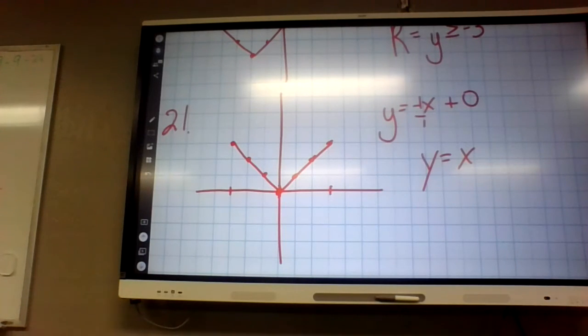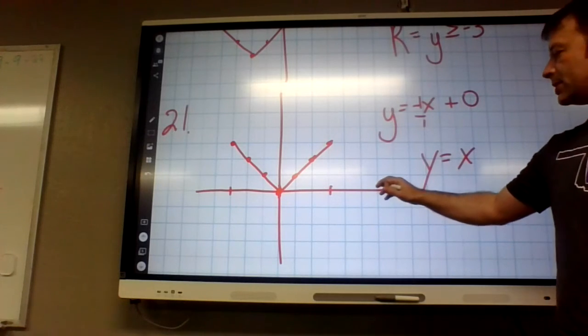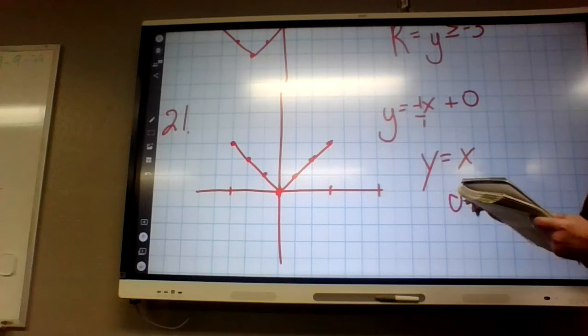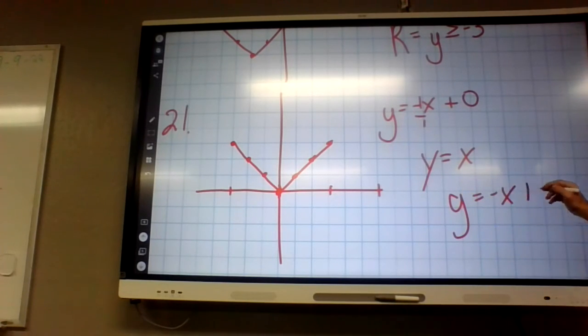I think I'm starting to understand. And what does it say? From 3 to 6, so from here to here, we're supposed to graph the line y equals negative x plus 6.